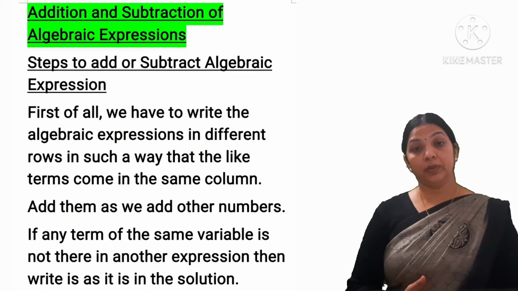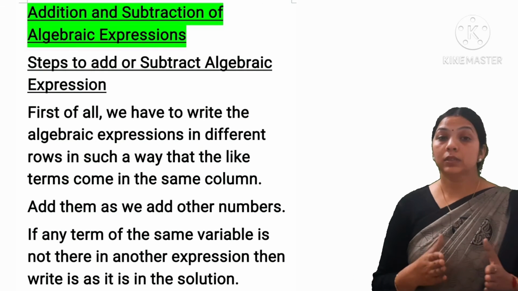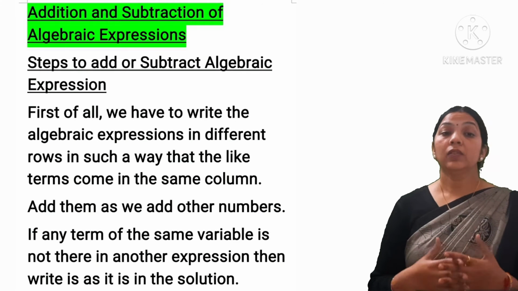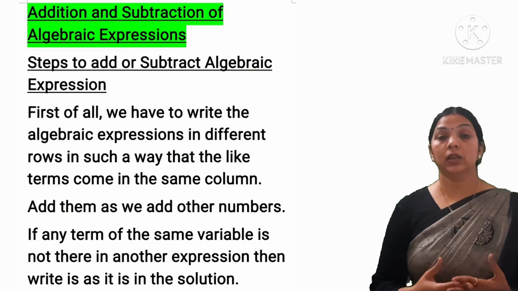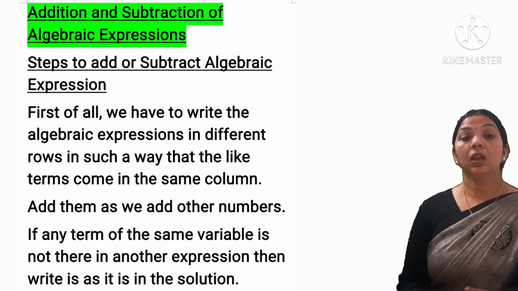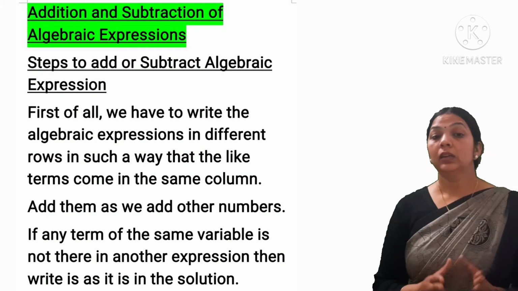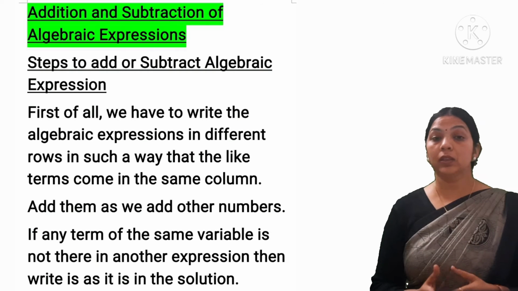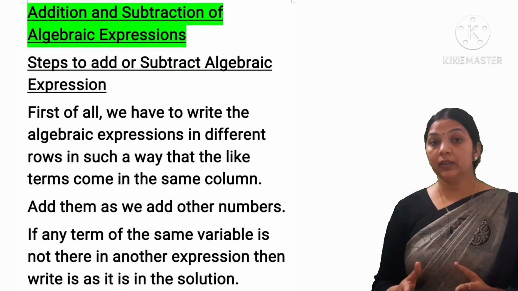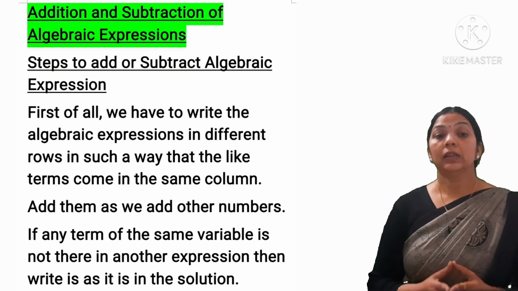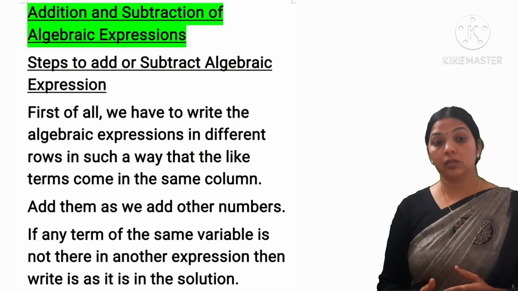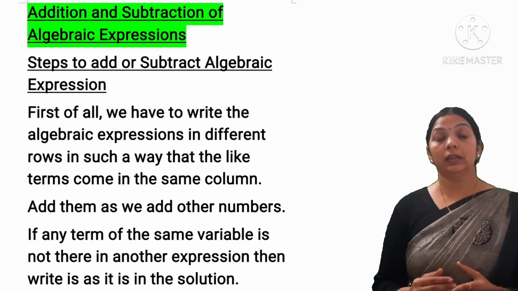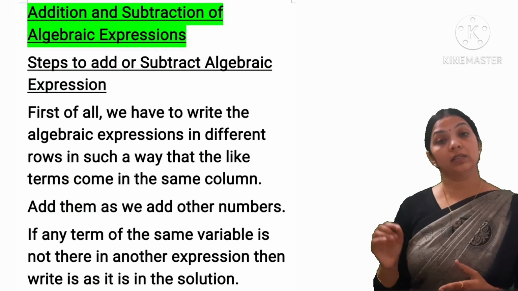Now, addition and subtraction of algebraic terms. To do the addition and subtraction of algebraic expressions, we need to follow some steps. Now, let's discuss these steps. First of all, we have to write the algebraic expressions in different rows in such a way that the like terms come in the same column and the unlike terms come in different columns. Add them as we add numbers.